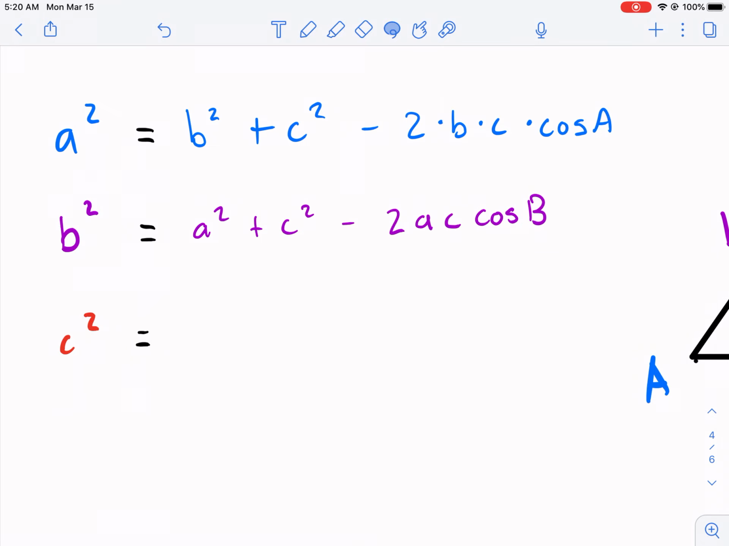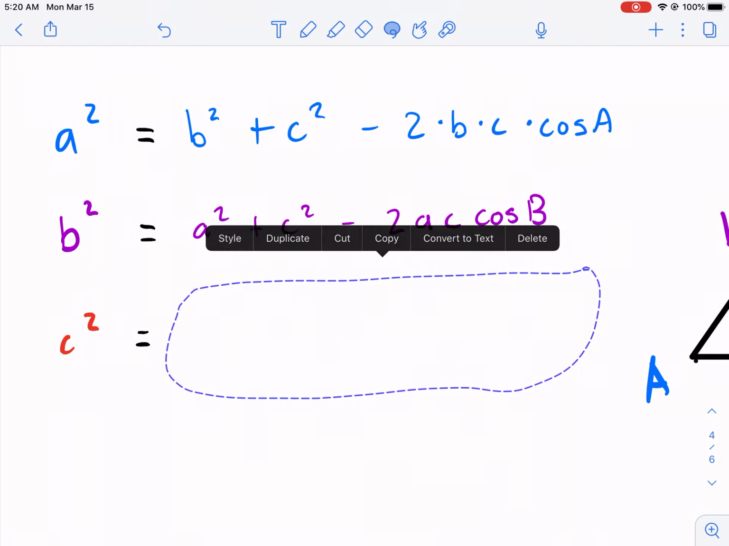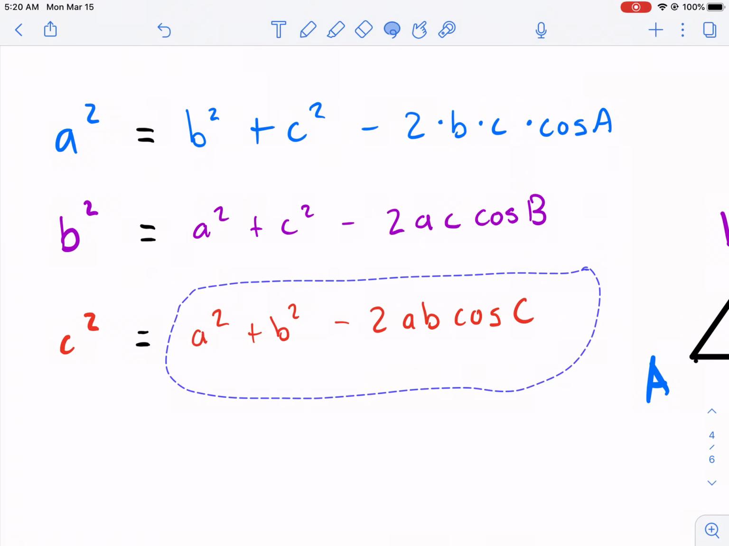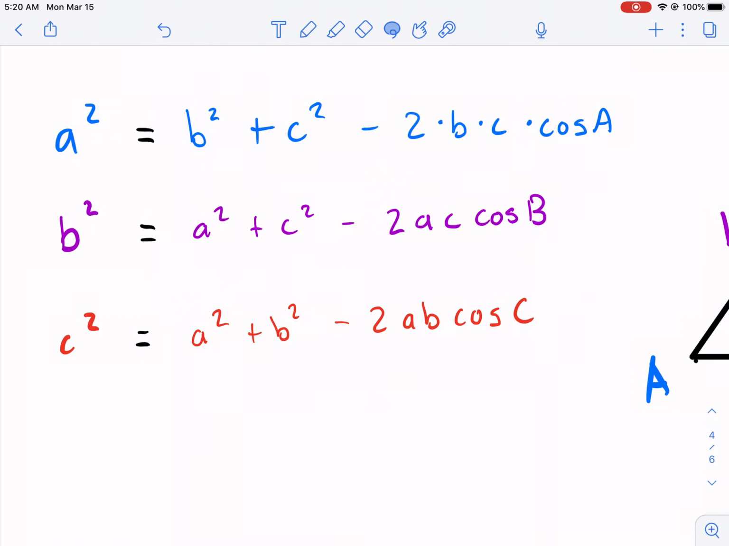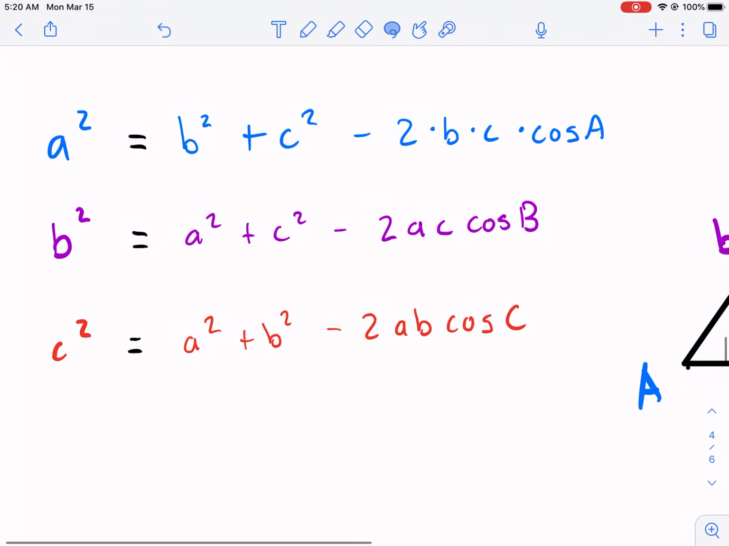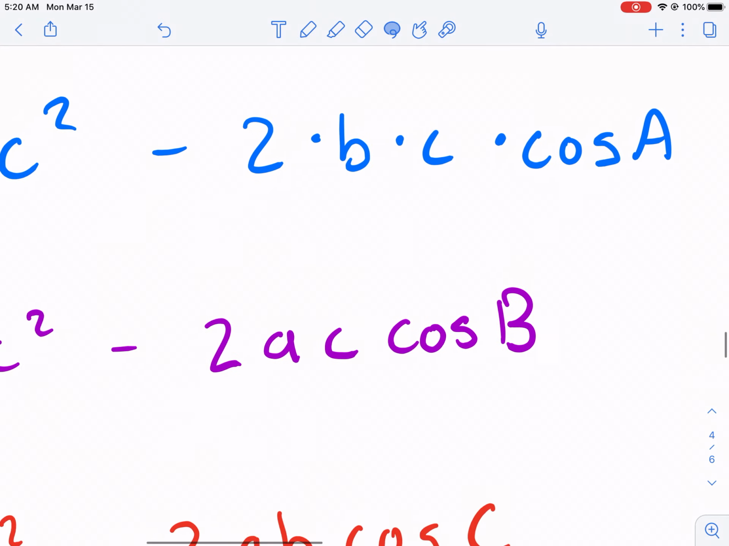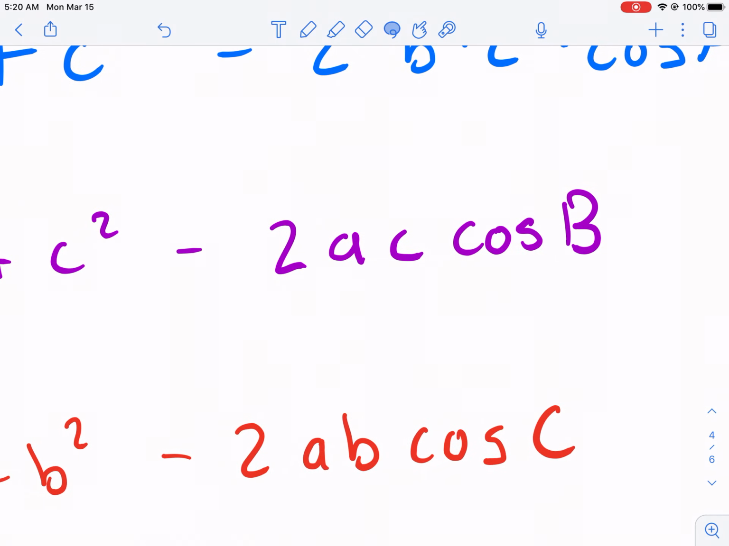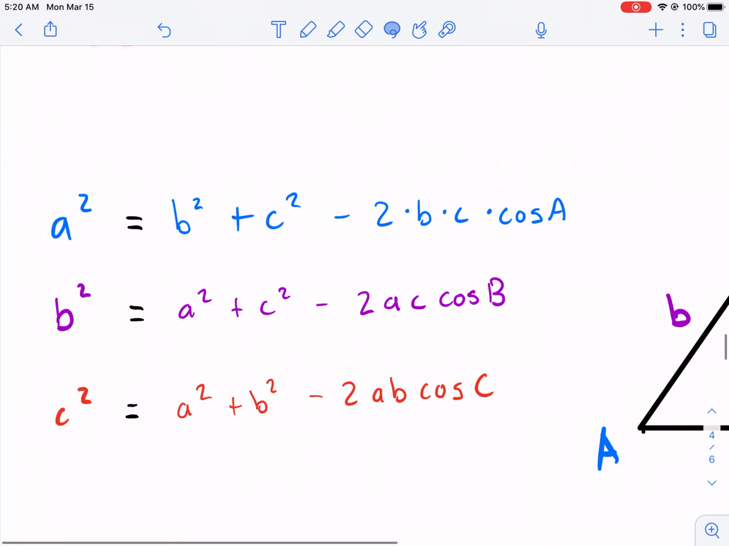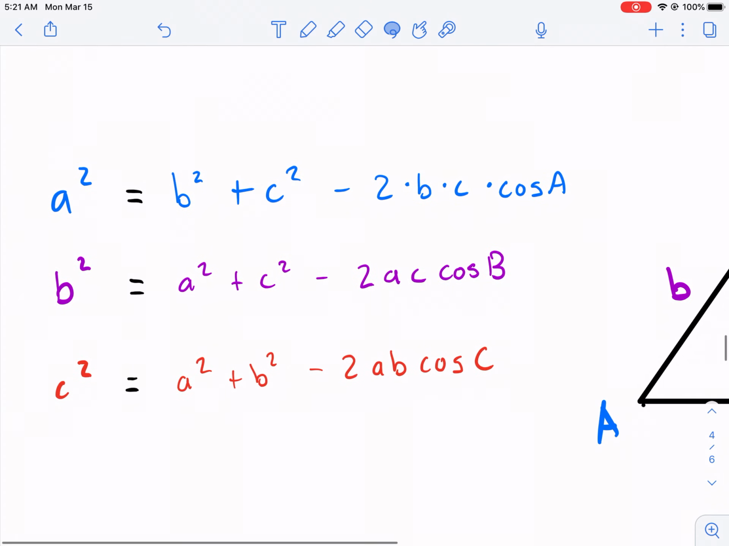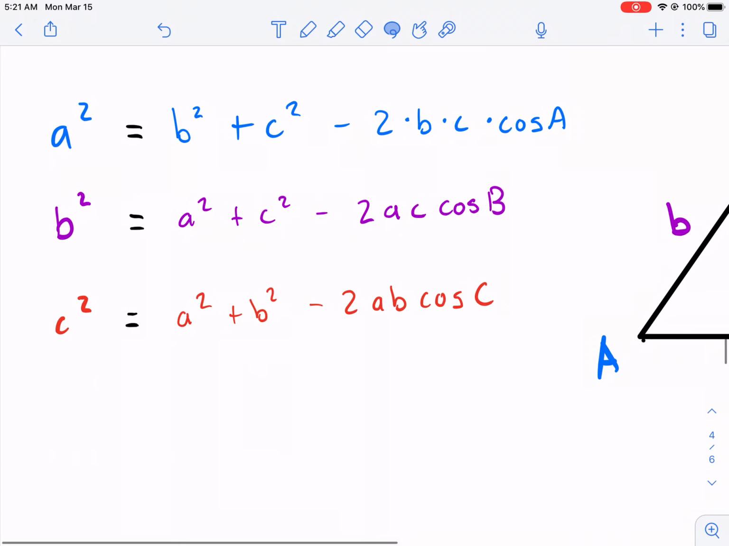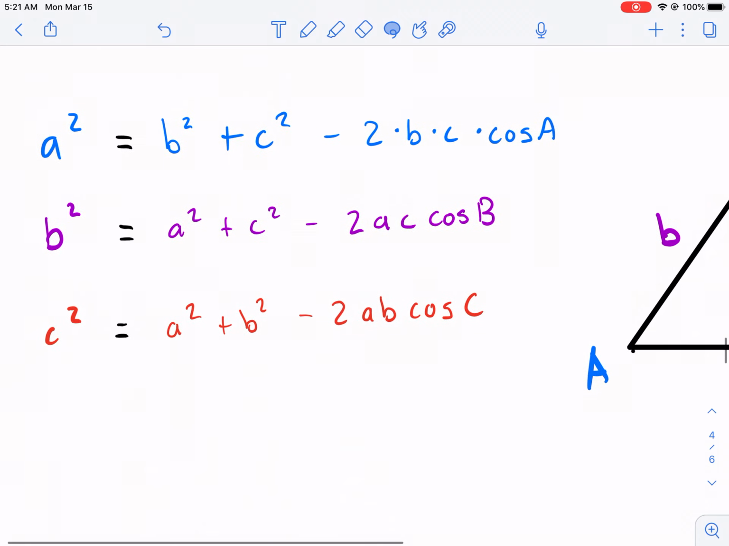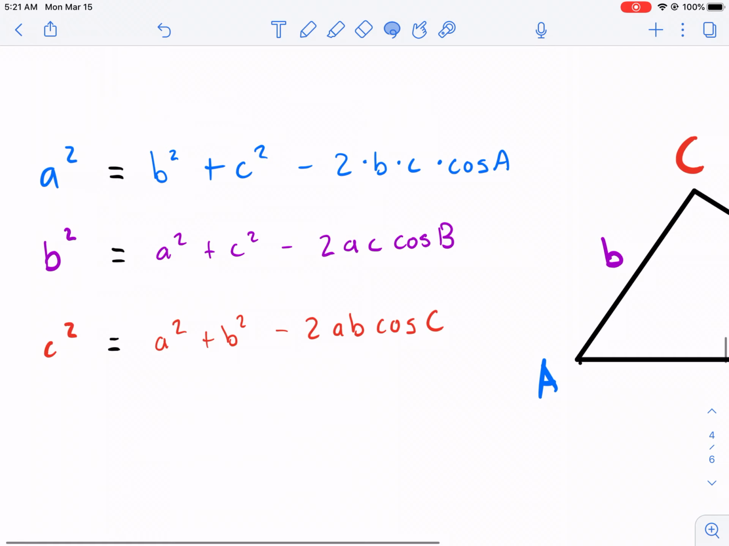And then for C, you'll notice something very similar. Whoops, I messed up. Let me get our C here, and then we'll style this red. So we have a squared plus b squared minus 2ab times cosine of C. I wrote times for the first one, and just know that these are all multiplication here. 2ac is not just a unique variable, it's variables being multiplied together, and those are side lengths. Okay, so there's your three formulas for the law of cosines.